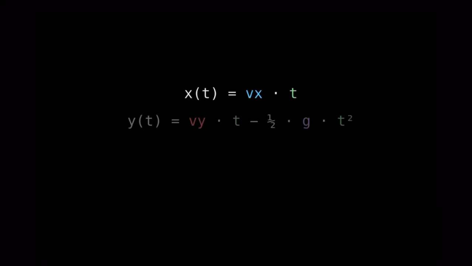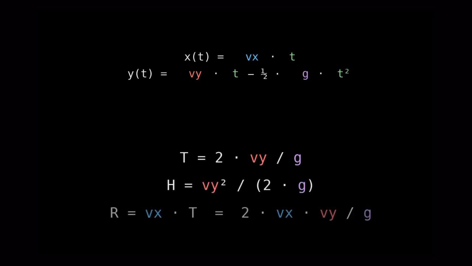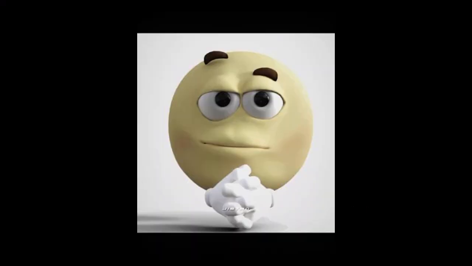From those two position equations, you can derive three more values: how long the object stays in the air, how high it gets, and how far it travels before landing. That's the entire physics of the project.